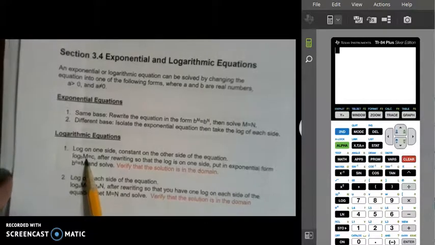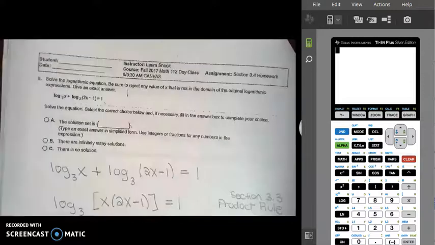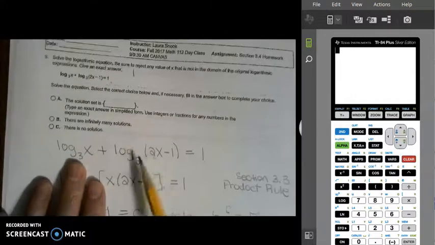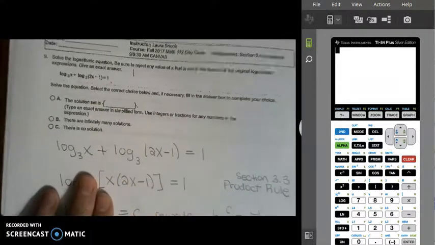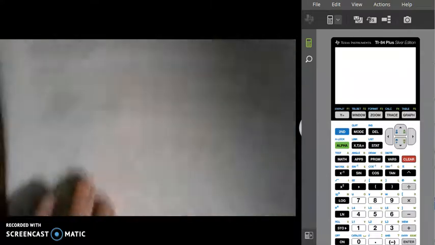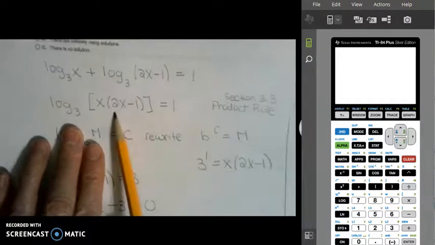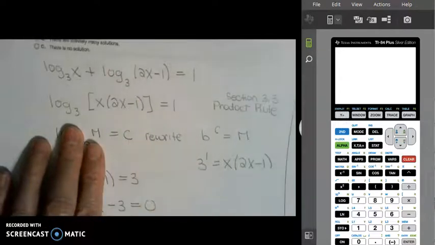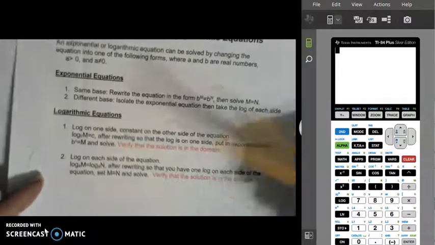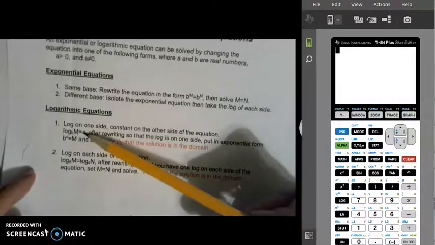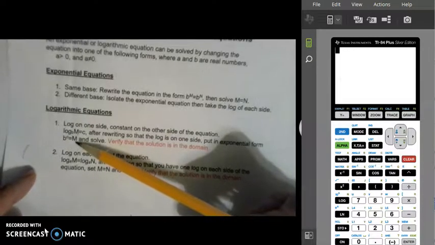So I'm going to have just one log on the left-hand side. So I'm going to condense these, which we talked about in section 3.3. Let me move this up here. Using the product rule, I'm going to multiply these two together. Okay, the next thing I want to do is go from logarithmic form into exponential form.